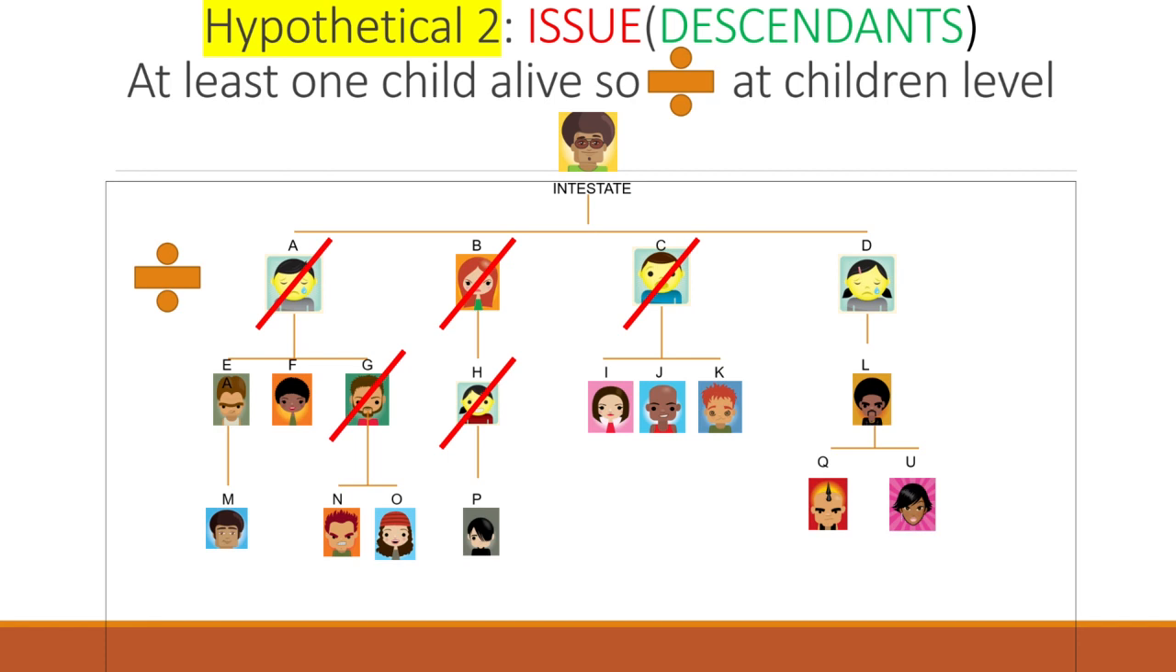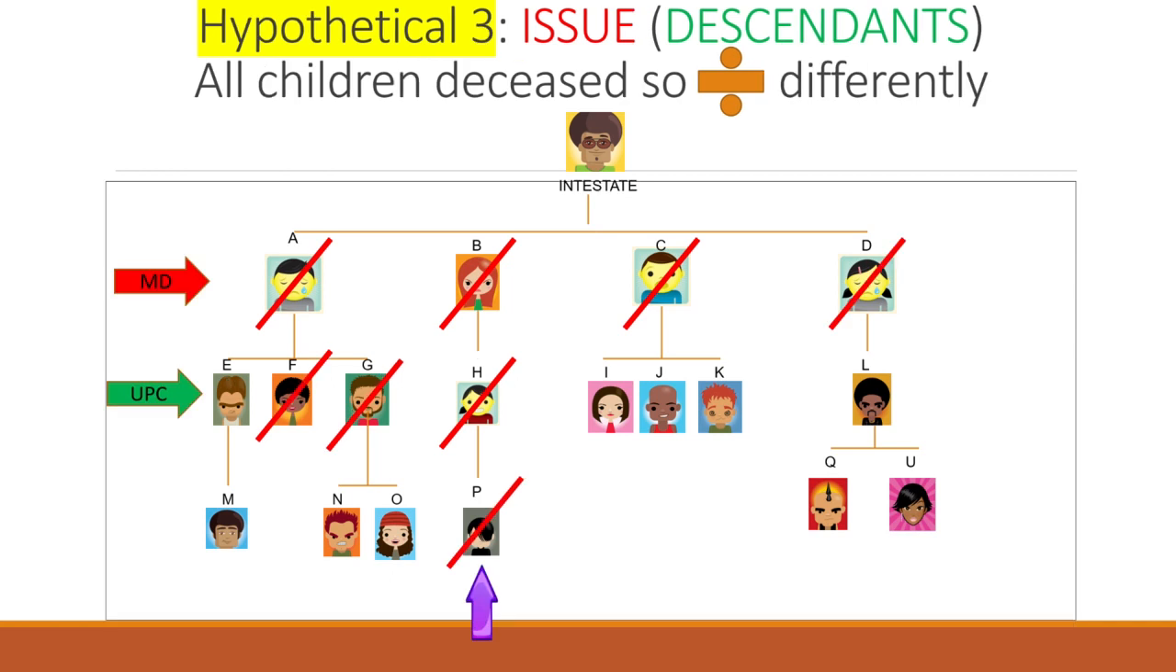Under the UPC, you're going to take A, B, and C's share. You're going to combine them, and you're going to redivide them at the children level. Drastically different between Maryland and the UPC. So try to work these out. What happens if all the people are dead?